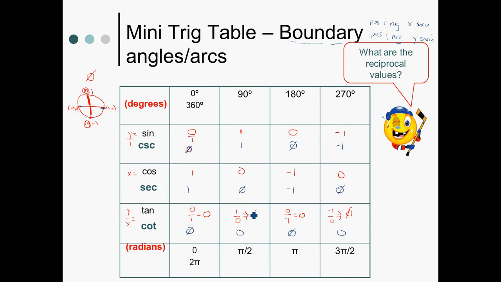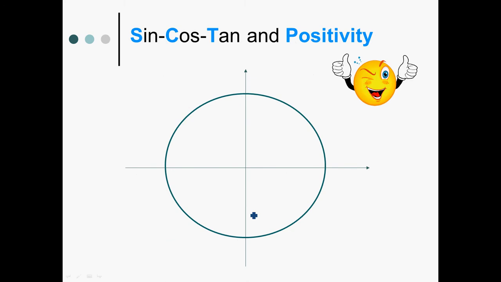Now get out your notes, please. In your notes, here is a sign memory trick. I want you to think positive. In the first quadrant, when I'm talking about sine, cosine, and tangent, and then of course I can get the reciprocals once I have those, all values are positive. Sine is positive, cosine is positive, and tangent is a ratio of two positives.